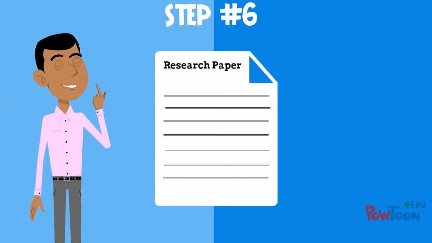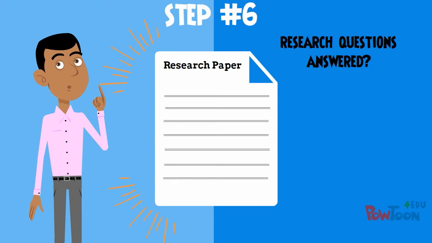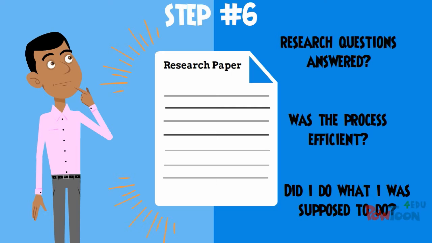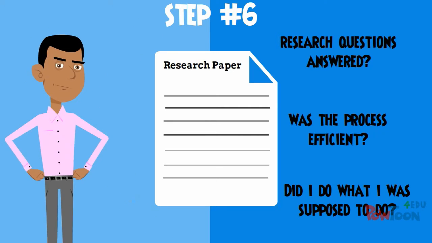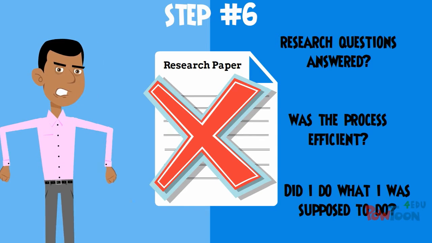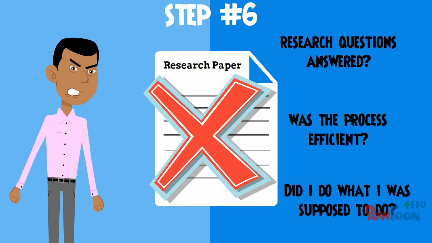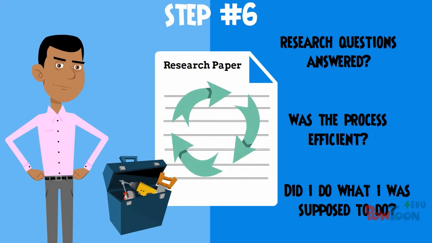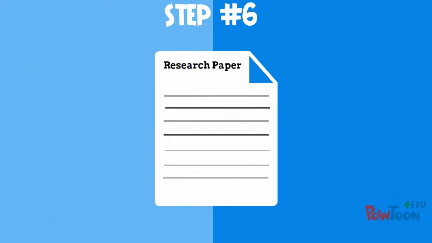Finally, in step 6, the researcher should look at what he's done and reflect on the work. Were the research questions answered with the information found? Was the process used to find the information efficient? Did the researcher do what was required by his teacher? If, as a researcher, you are not satisfied with the answers to any of those questions, you should return to the research steps where the quality is lacking and fix the identified weaknesses.